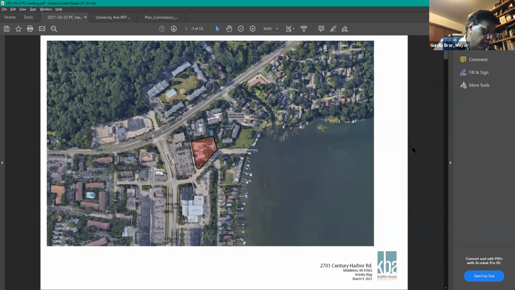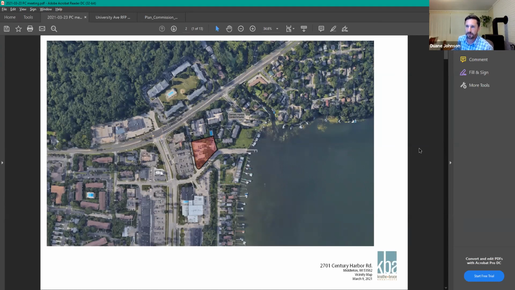Thank you. As you know, tonight we're here to introduce and receive concept input for the redevelopment located at 2701 Century Harbor Road. It's right on the corner of Lake Street and Century Harbor Road, just to the south of Century Avenue. The site is approximately 1.4 acres and, as mentioned, was most recently home to the now vacant Captain Bill's restaurant. It includes a large paved parking area and a single-story building.